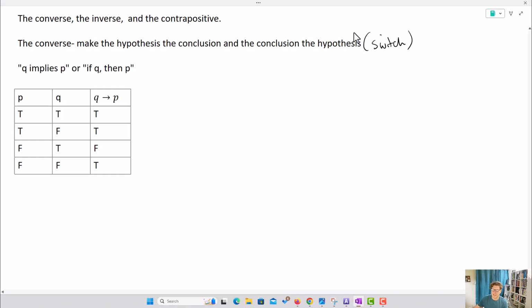You'll notice too that our truth table's changed, because now Q is in the hypothesis position and P is in the conclusion position. So when Q is false and P is true, we still have Q implies P to be true. It's when Q is true and P is false that Q implies P is false, because now the hypothesis is true, but the conclusion is false. And in a conditional, whenever that relationship happens, we have a false statement.